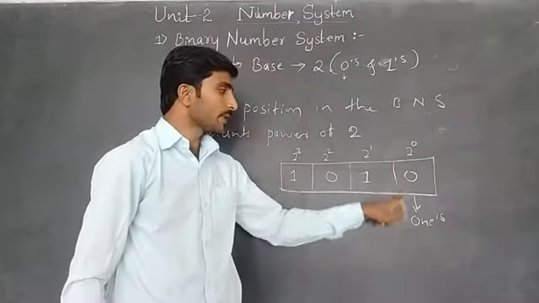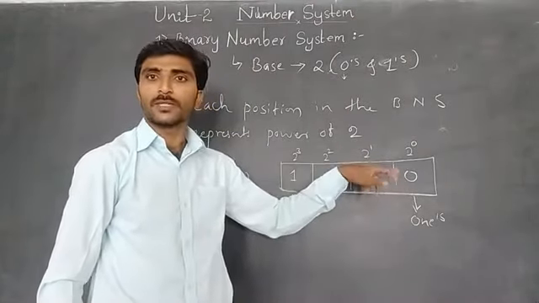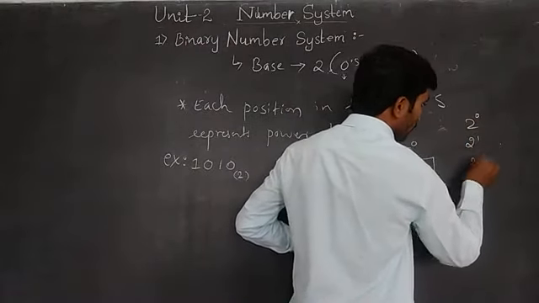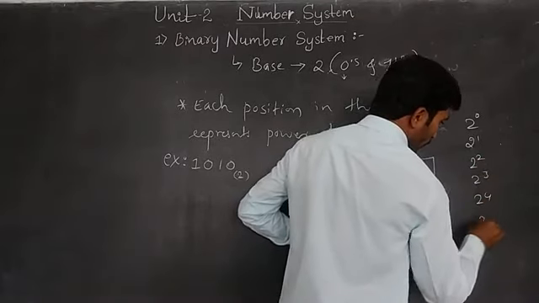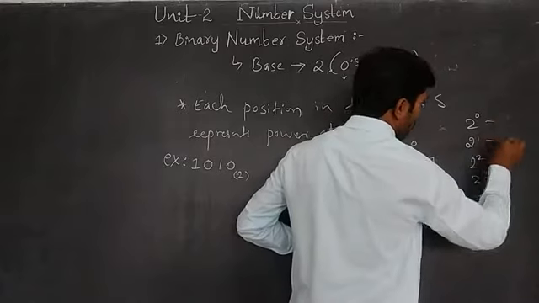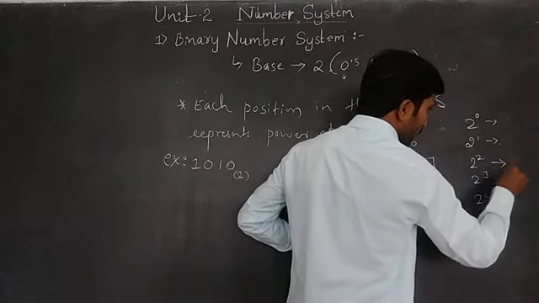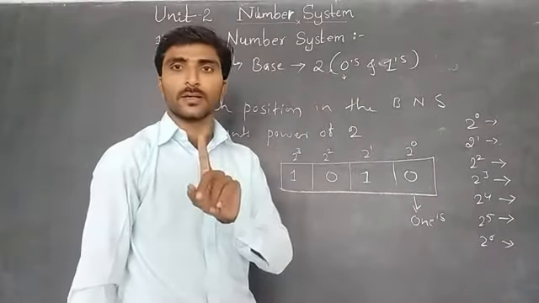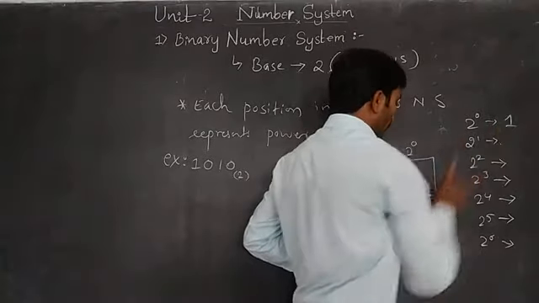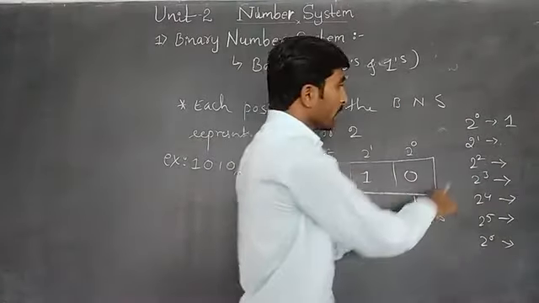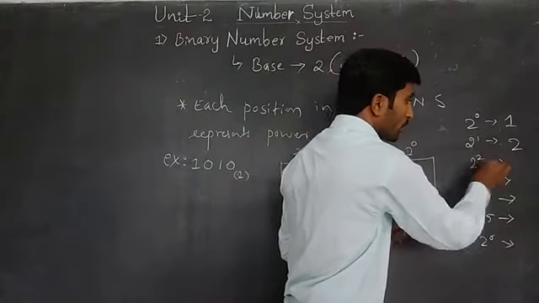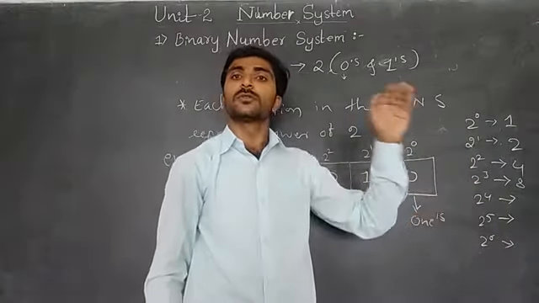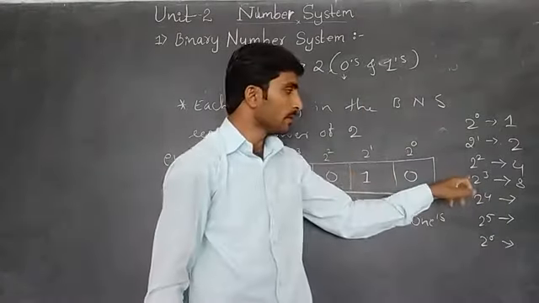When you write it like this, the first place is the ones place. 2 to the 0 means 1. Okay, you know already. I will write here 2 to the 0, 2 to the 1, 2 to the 2, 2 to the 3, 2 to the 4, 2 to the 5, 2 to the 6, like this. What is the meaning of 2 to the 0? 2 to the 0 means 1, always 1. That is the ones place. 2 to the 1 is 2. 2 to the 2 is 4. 2 to the 3 is 8. How does it come to 8? You multiply 2 three times: 2 into 2 into 2, that is 8.